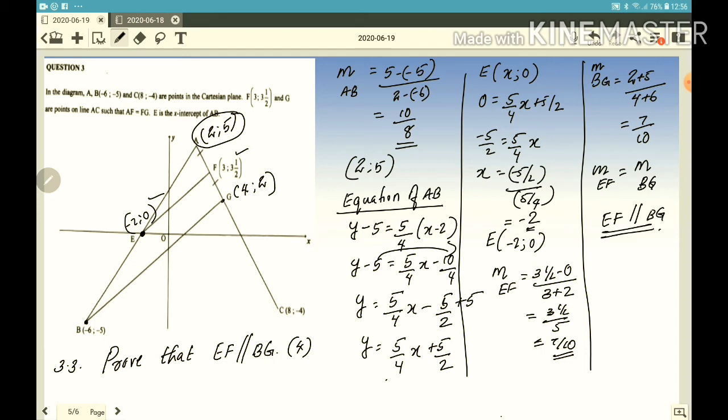So we have 1 mark for the equation of AB, that is this one. Then 1 mark is for the coordinates of E, this one. Then 1 mark is for the gradient of EF, that is this one. Then 1 mark is for equating both.